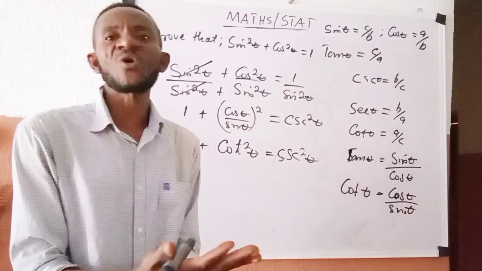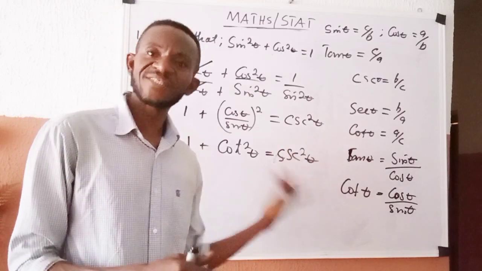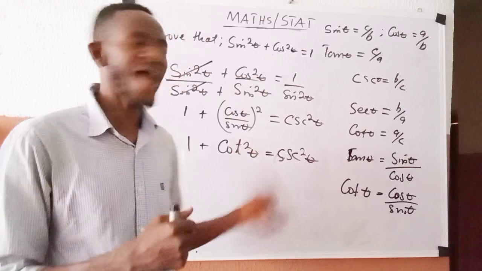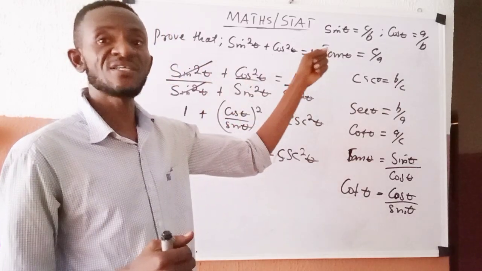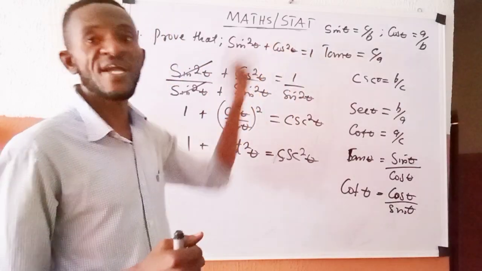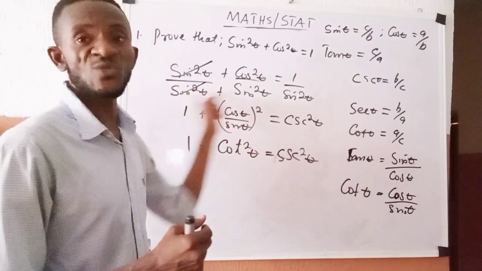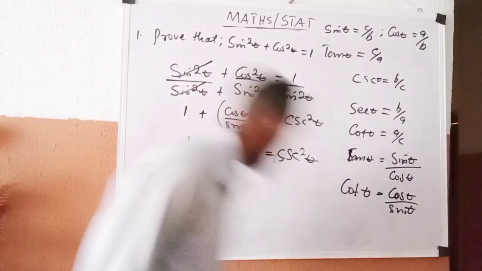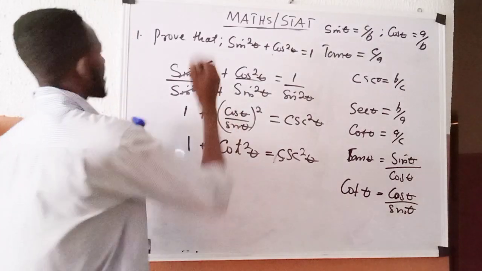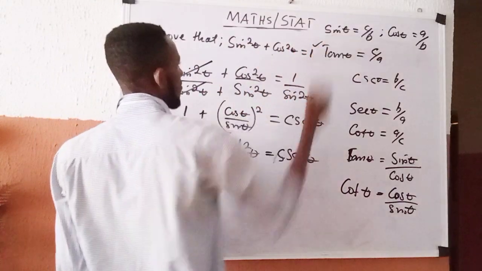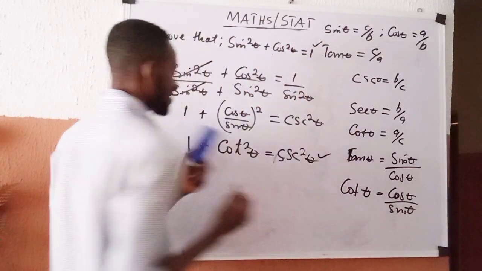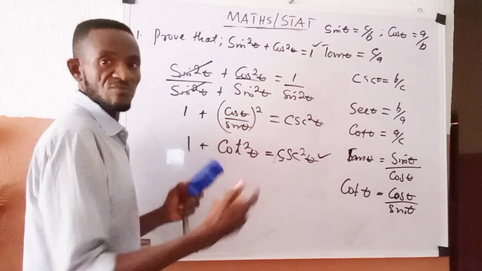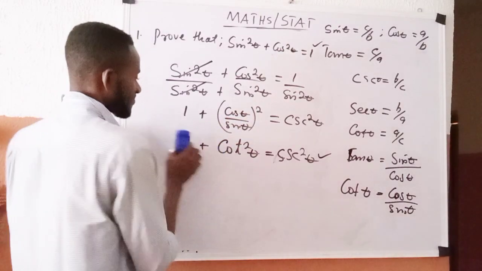How do we establish the third identity? We are going to establish the third identity by dividing the first identity all through with cos squared theta, because what we did here was to divide all through with sine squared theta. So permit me to do this, knowing that this is the first identity of Pythagoras and this is the second identity. So let us look at establishing the third one.